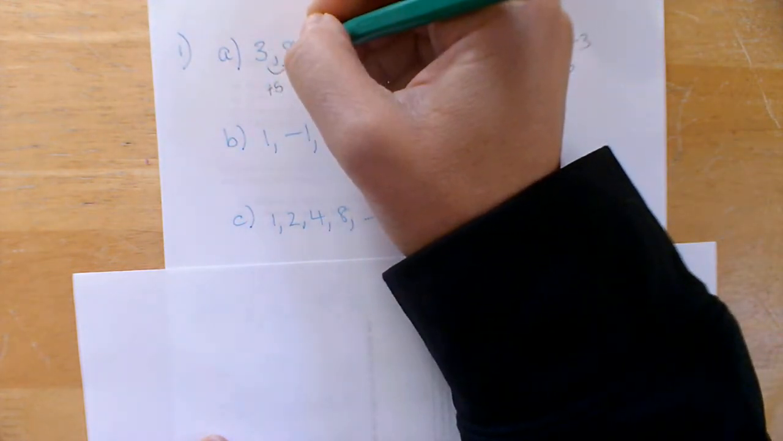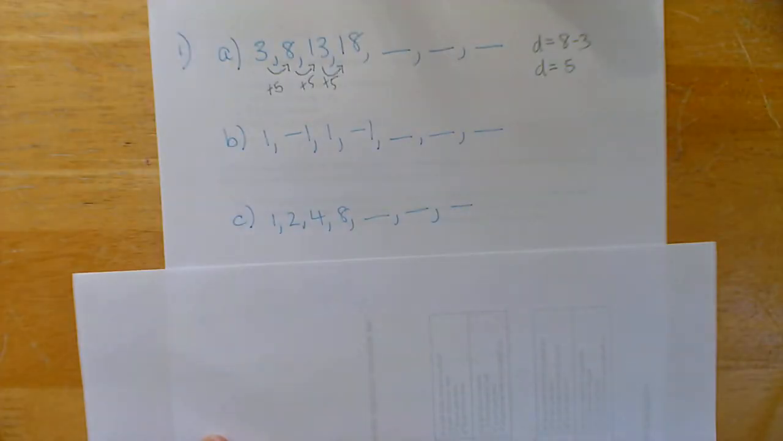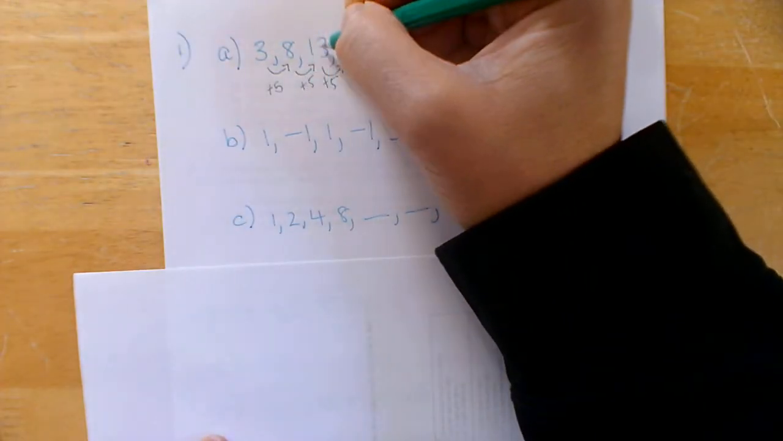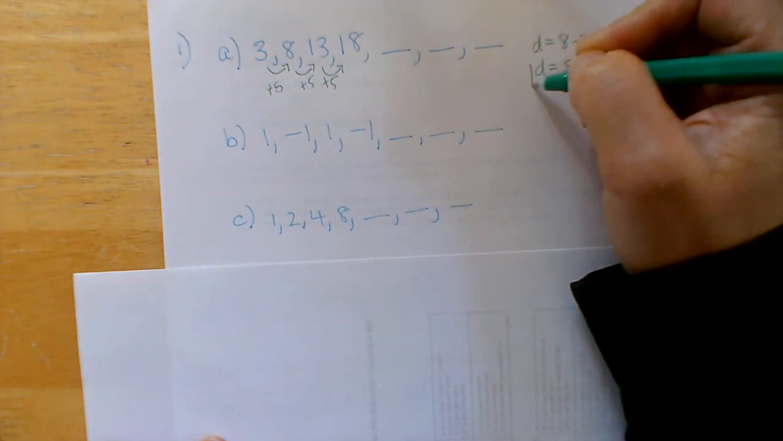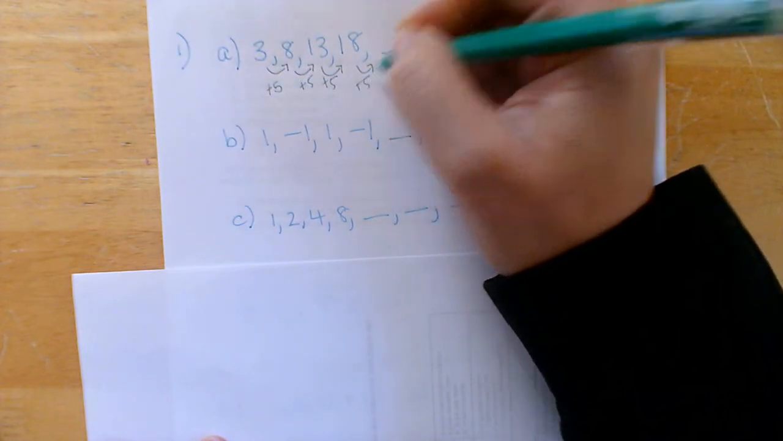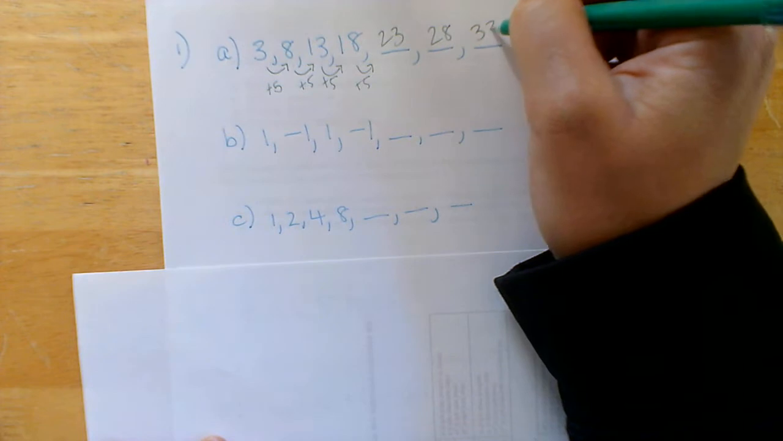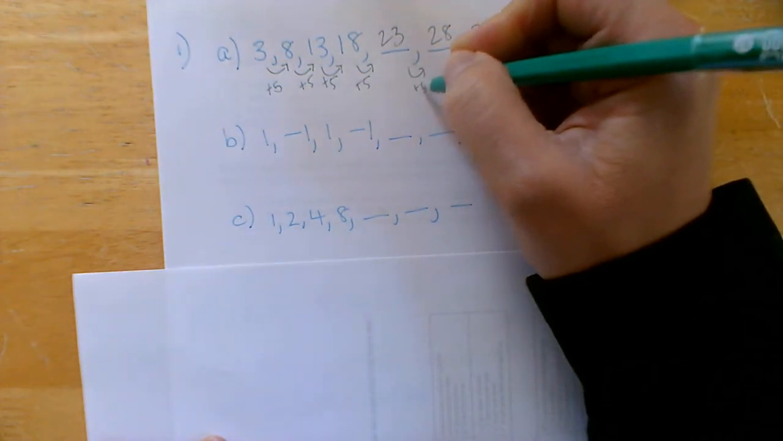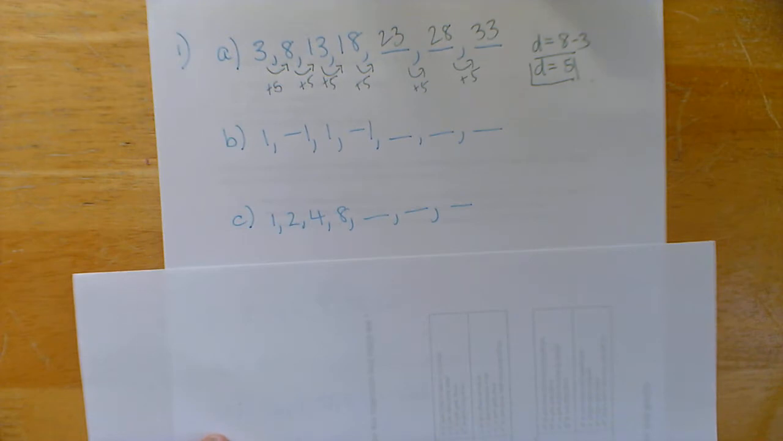So 3 plus 5 is 8. Let's see if we keep doing it if we're going to get to the next number. 8 plus 5 is 13. 13 plus 5 is 18. So this is arithmetic in that it has a common difference. So if we just add 5 now, we're going to get to 23, then 28, plus 5 again, then 33. So I just kept adding 5 every time. Okay, let's go part B.